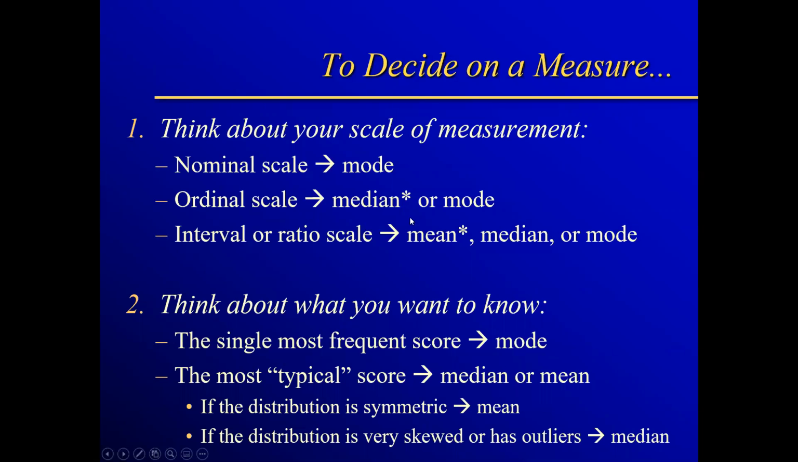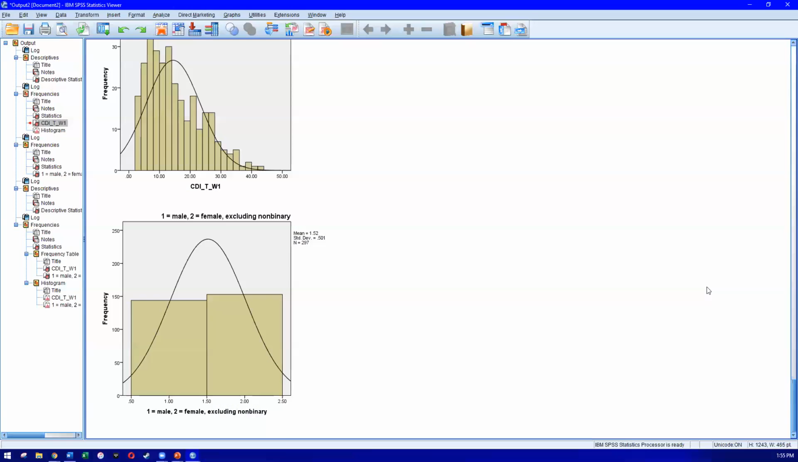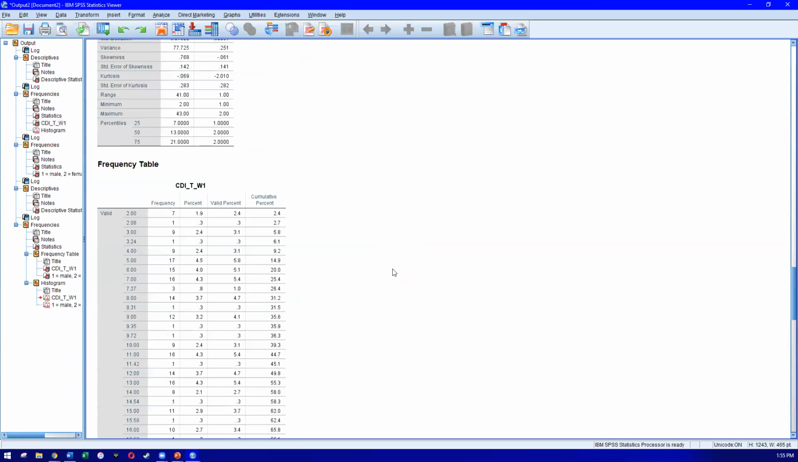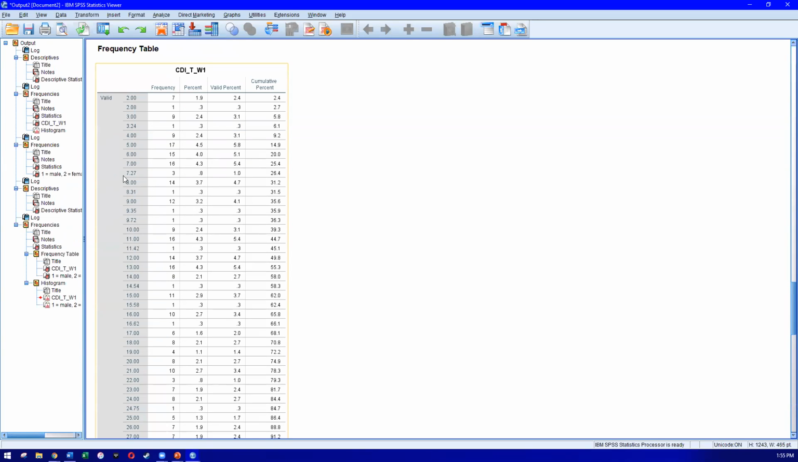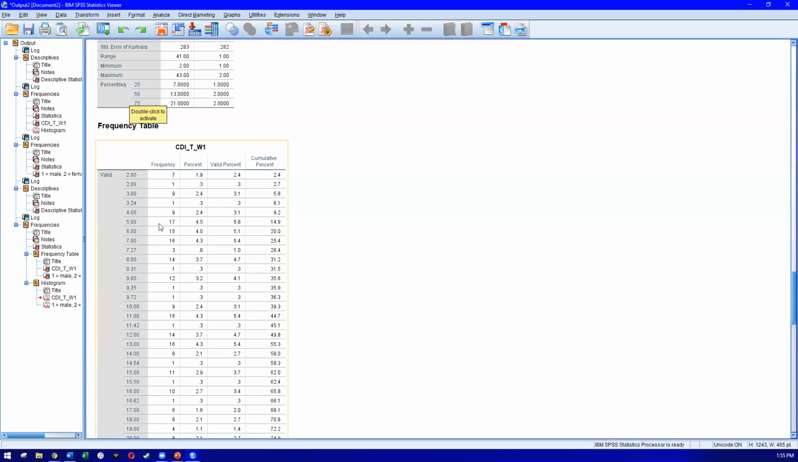For an interval or ratio scale, you're typically going to use the mean. You could use the median or mode in some situations, but here's an example of why you wouldn't want to use the mode. Here is a distribution of all the depression scores in our sample. We can see that 7 people said two depressive symptoms. 14 people said 12. It turns out that the mode is actually 5 depressive symptoms with 17 people.